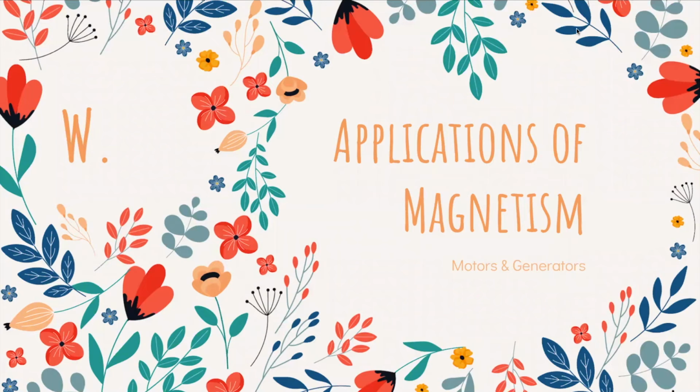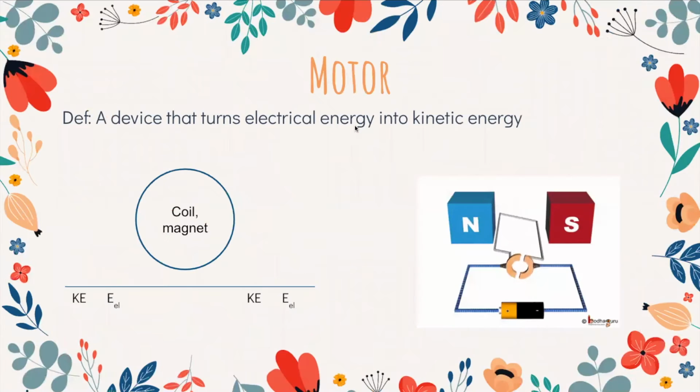Hi everyone, Mrs. Basega here, and today we're working on two key applications of magnetism. That is the motor and generator. So in your notes, make two columns, one for motor, one for generator, and let's get started. We'll start off with the motor.